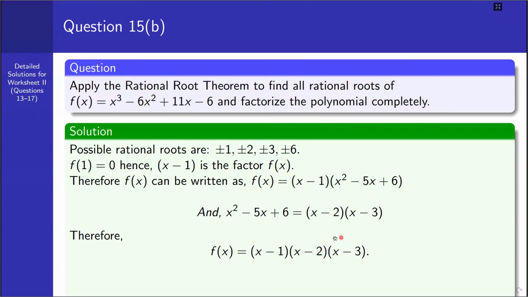Therefore, from the factorized form of this polynomial function, the roots could be the zeros of the individual linear factors, so that x equal to 1, 2, and 3 would be the roots, the zeros of the given polynomial function. That means the roots are 1, 2, and 3 from this factorized form.